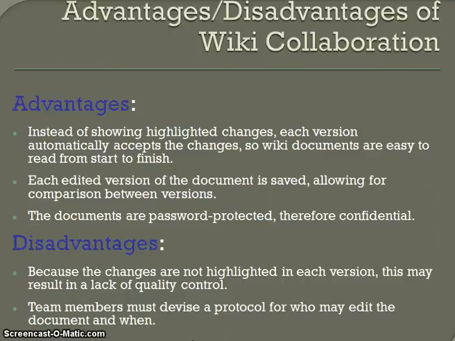Okay, welcome back. This is part 2 of Chapter 3, and we're going to start off with advantages and disadvantages of wiki collaboration. The advantages. Instead of showing highlighted changes, each version automatically accepts the changes, so wiki documents are easy to read from start to finish. Each edited version of the document is saved, allowing for comparisons between versions. And the documents are password protected, therefore confidential.